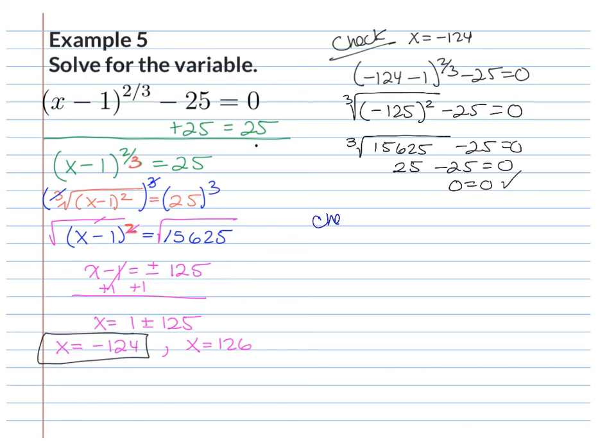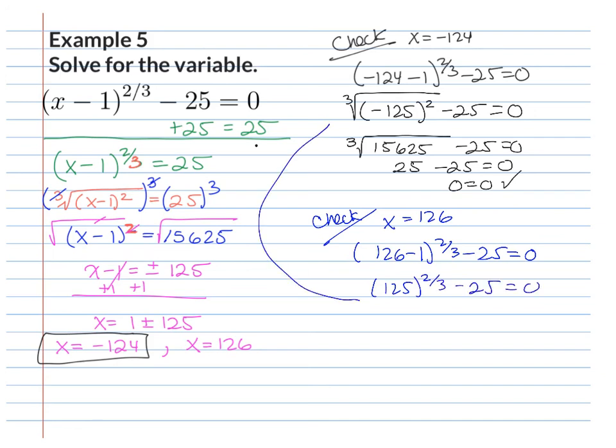Now I'm going to check my x equals 126. I'm going to skip a couple steps because it's the same thing. So 126 minus 1 to the 2/3 minus the 25 equals 0. That is going to be 125 to the 2/3. And since it's literally the same thing that we have there, it's going to work. So I'm going to have 0 is equal to 0. And that means this is also a solution. Both worked.